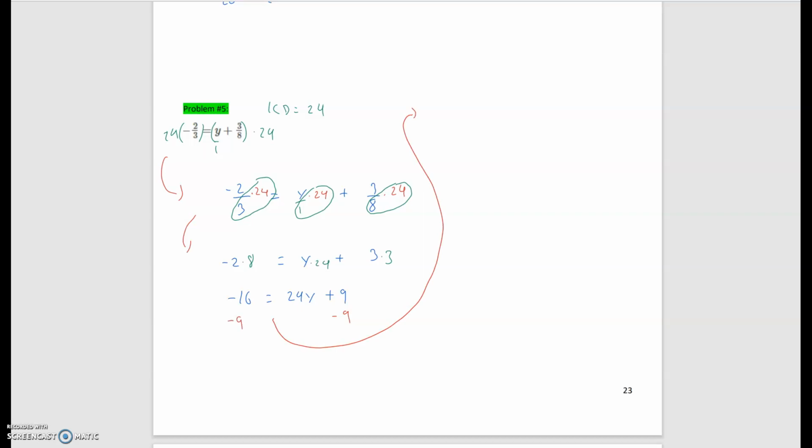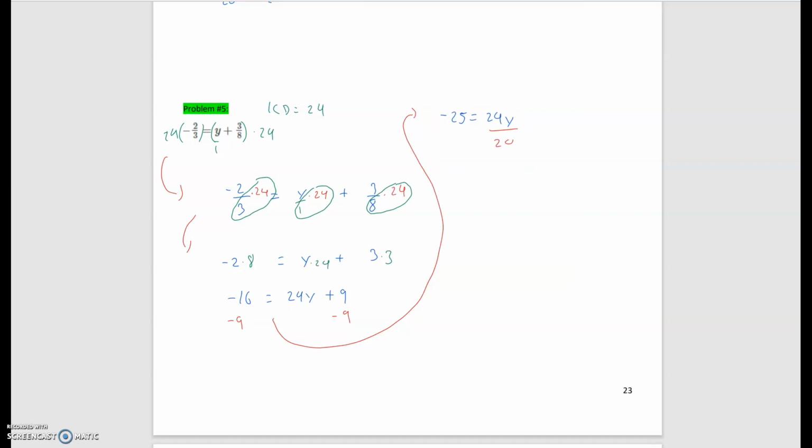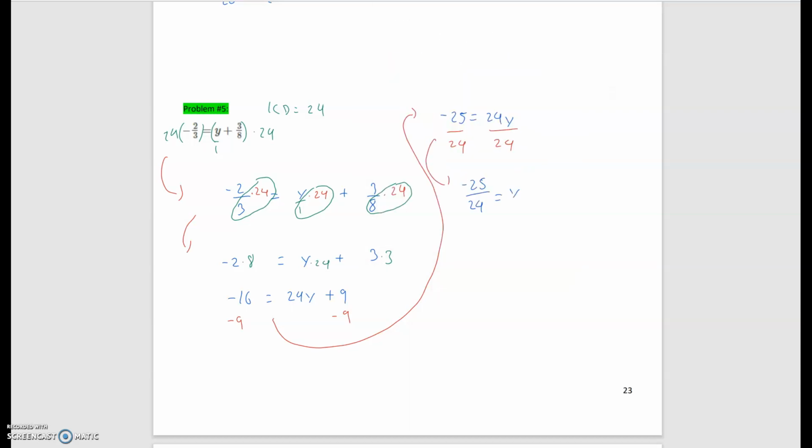And let me rewrite it. We're looking at -25 is equal to 24y. So we could just divide by 24, divide by 24, and end up with -25 over 24 is equal to y. And let me flip it.